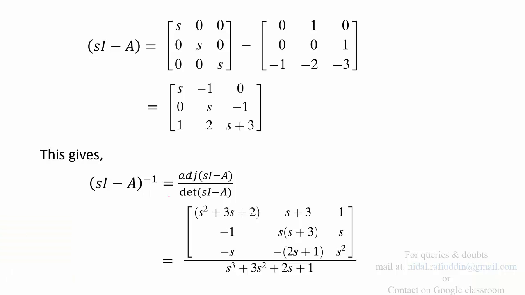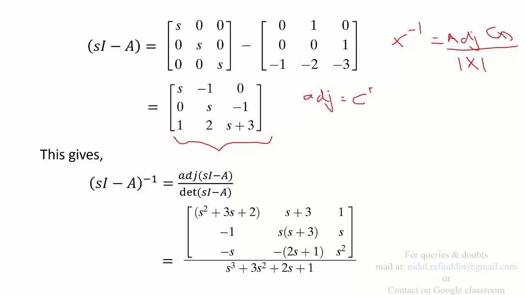So if you're given a matrix X and you're required to find the inverse of this matrix, we all know that this is equal to the adjoint of that matrix divided by the determinant of the matrix X. Now how do you find the adjoint of any matrix? Suppose you're given the (sI minus A) matrix. To find its adjoint, if you remember correctly, the adjoint of a matrix was given by the transpose of its cofactor matrix. So in order to find the adjoint of (sI minus A), you'll first have to find the cofactor matrix of (sI minus A), then you'll have to take the transpose of it.